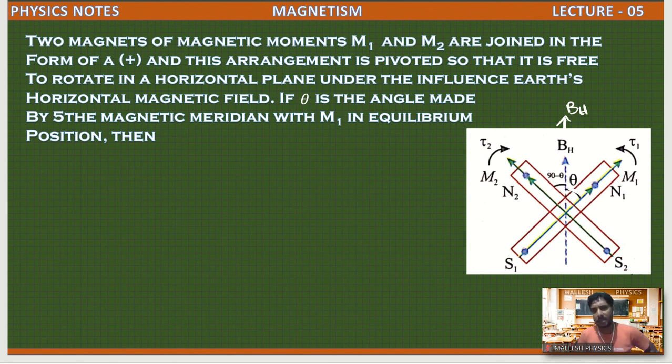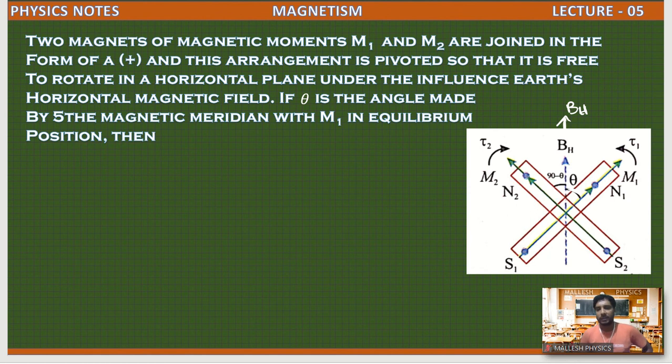Okay, the combination is free to move, but the individual magnets are fixed, they are in the form of a plus. Now, when they are suspended freely, it comes to equilibrium so that the resultant torque acts along the direction of the horizontal component of Earth's magnetic field.